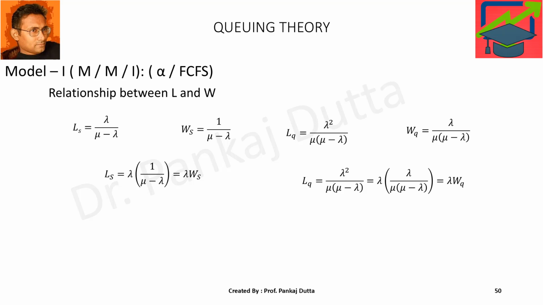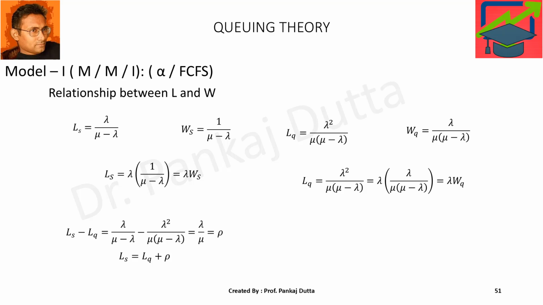In this slide, we show the relationship between LQ, the average number of customers in the queue, and WQ, the average waiting time of the customers in the queue before the start of the service. And as shown, LQ is equal to the product of arrival rate lambda and WQ.